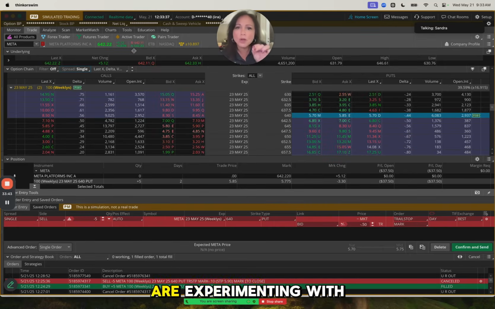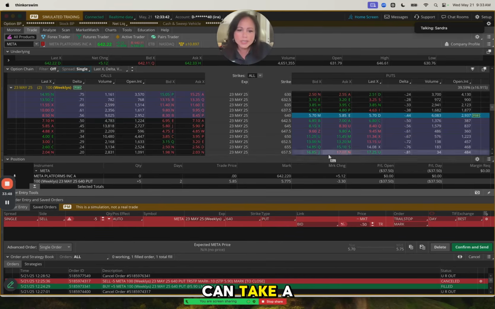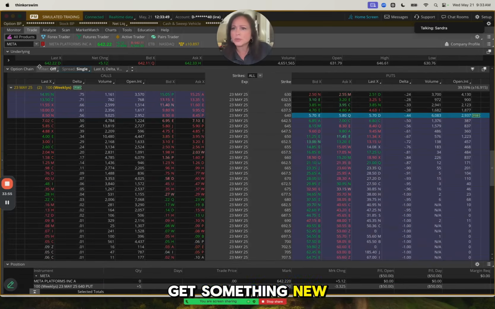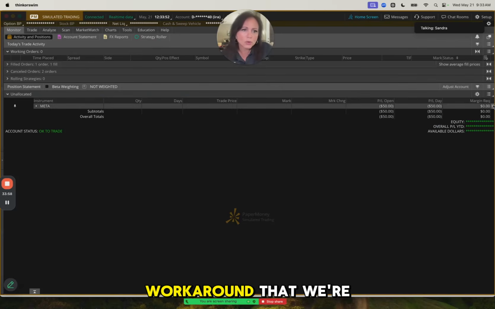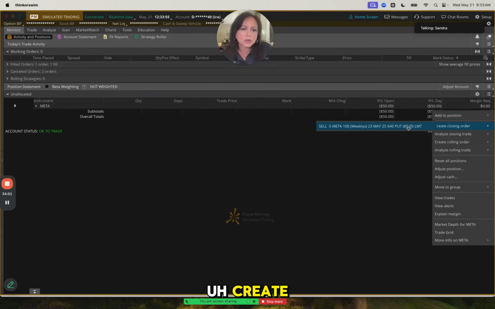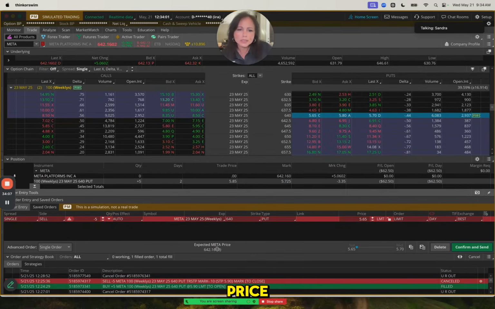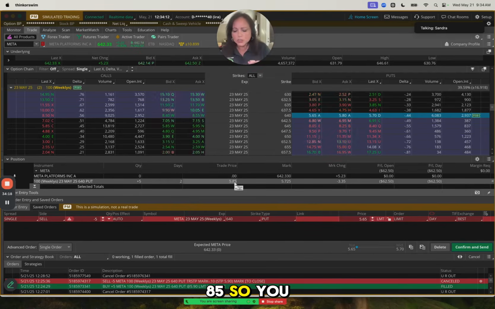Now, the one thing that we are experimenting with, and this is great because you sound like an experienced trader, is that you can take a look at this as an example and say to yourself, let me delete this, let me get something new here really quick. This is a workaround that we're working with. So do you see this expected meta price? Let's say in my mind my stop is 50%, and I bought this, I believe, at 585. You could do this for any type of strategy, but let's say I bought it for 585 minus 50%, it's going to be 290, okay? So I know what the option price is going to be at a 50% stop loss.